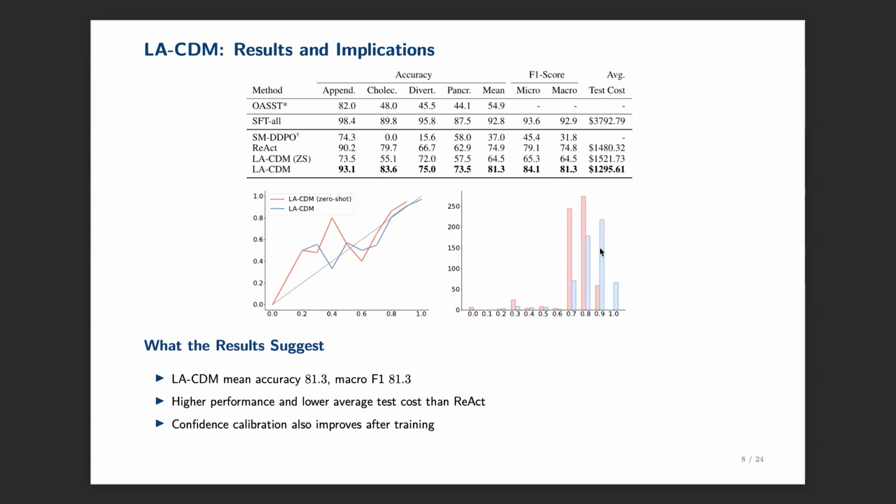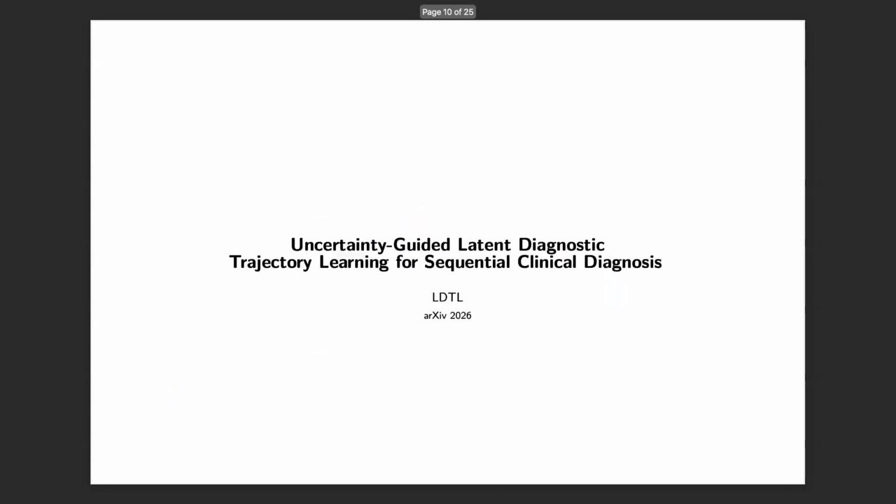So the key takeaway is simple. Explicitly training an LLM for sequential clinical decision making can improve both performance and efficiency. And the second paper is LDTL. This paper focuses more directly on the missing trajectory supervision problem, how to train good diagnostic paths.